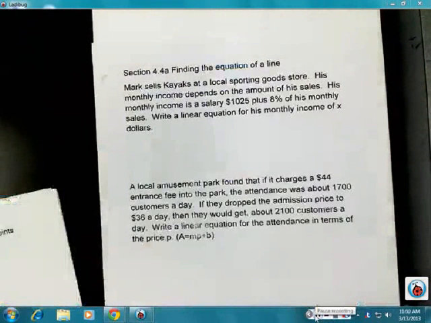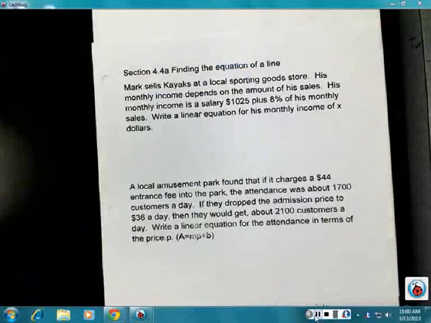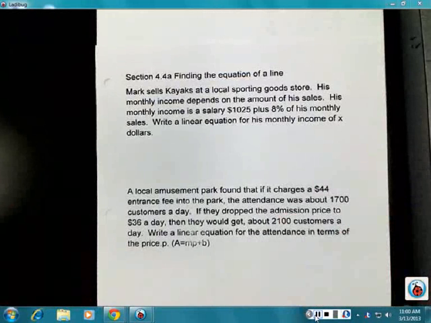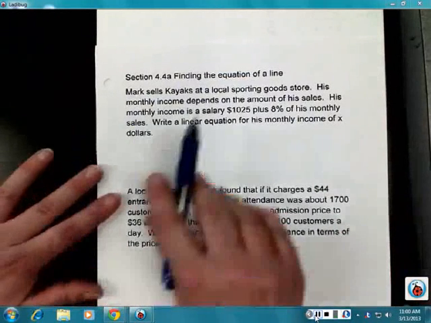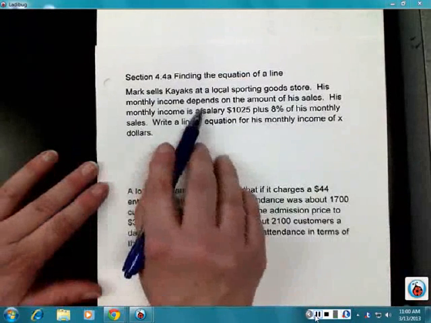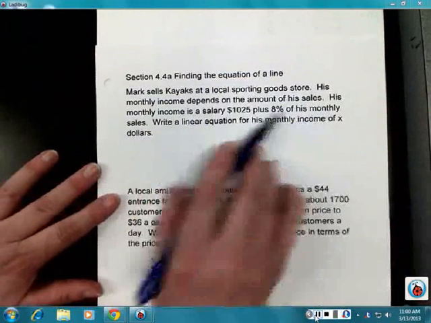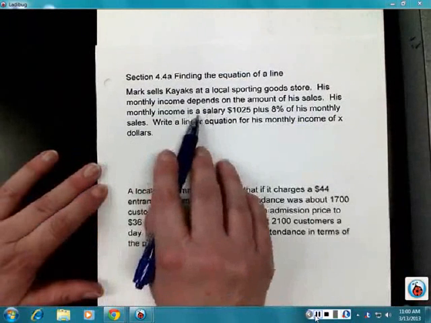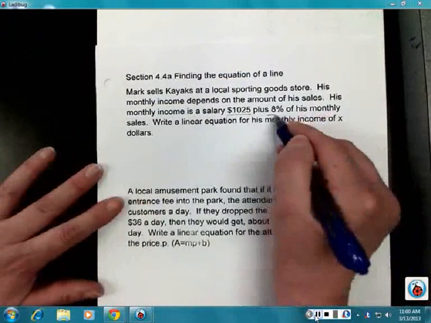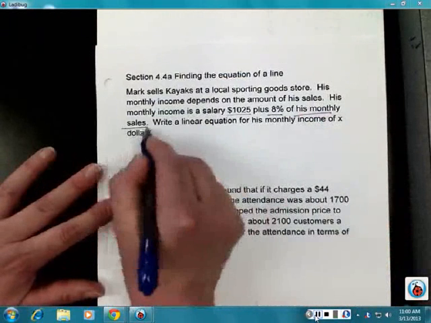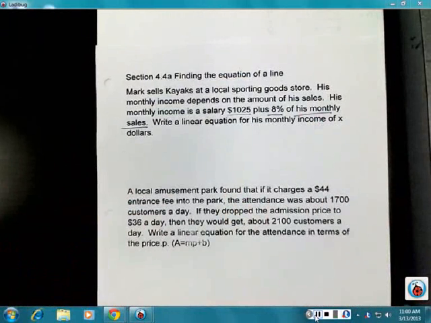In Hawks, they give you a couple story problems that go along with this, but they usually don't show up. And when I did my certified, they didn't show up. But just in case they do for you guys when you do them: Mark sells kayaks at a local sporting goods store. His monthly income depends on the amount of his sales. His monthly income is a salary of $1,025 plus 8% of his monthly sales. Write a linear equation for his monthly income of X dollars.